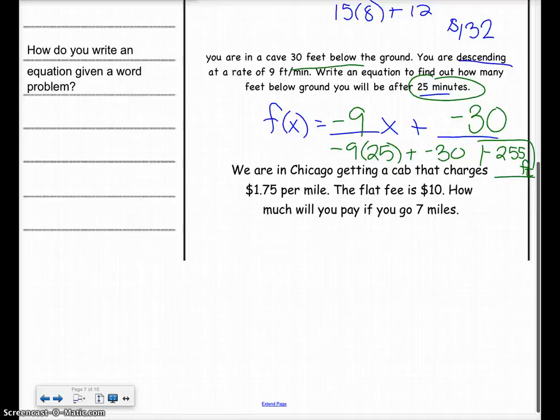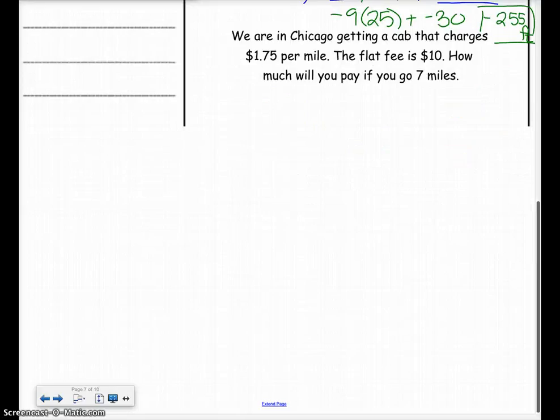Okay, so let's pretend we are in Chicago and we're getting a cab that charges $1.75 per mile. There is a flat fee of $10, so you have to pay $10 no matter what to even get into the cab. Write an equation to find out how much you will pay if you go 7 miles.